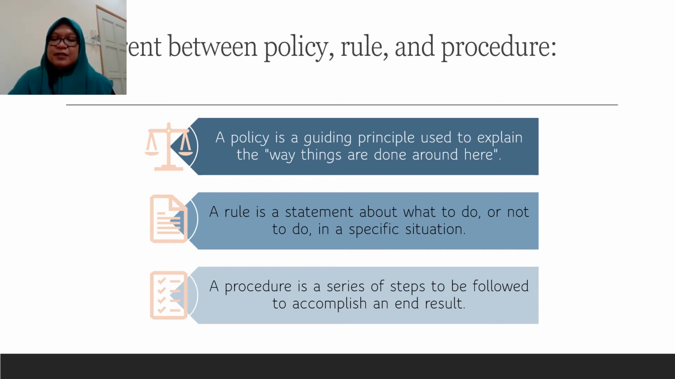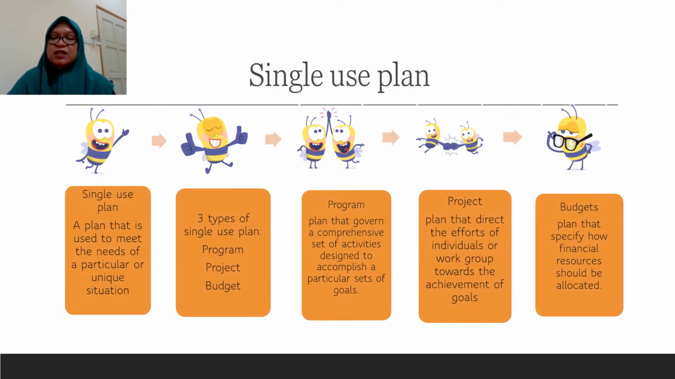A procedure is a series of steps to be followed to accomplish an end result. A procedure is a series of steps, meaning that there will be step 1, step 2, step 3, and so on. For example, when you want to register for courses, there are steps that you need to follow. Hope you can differentiate between the three.